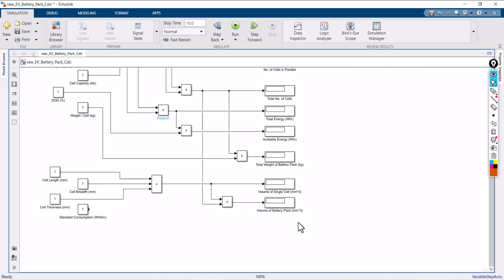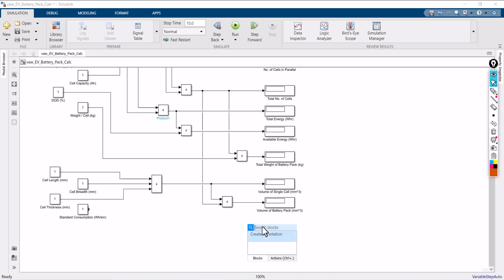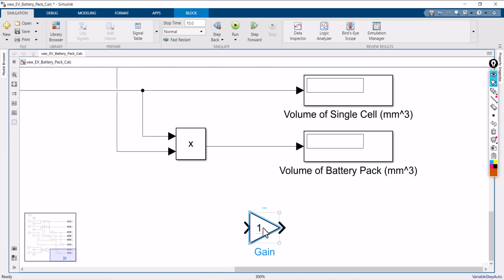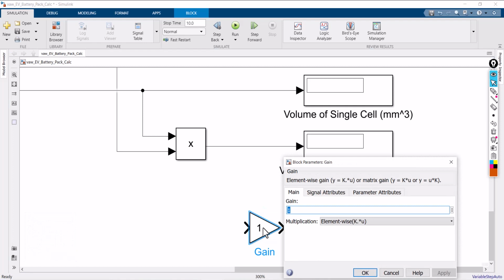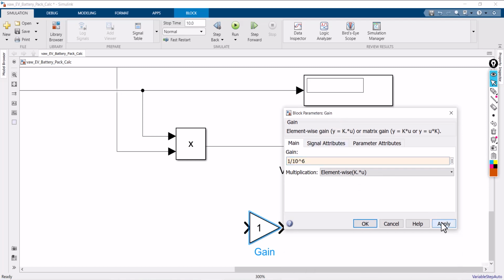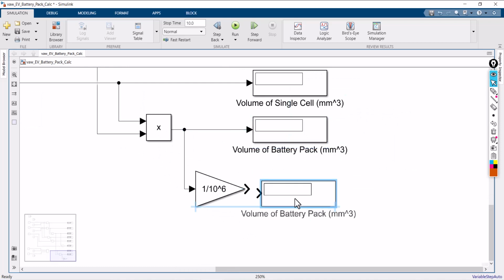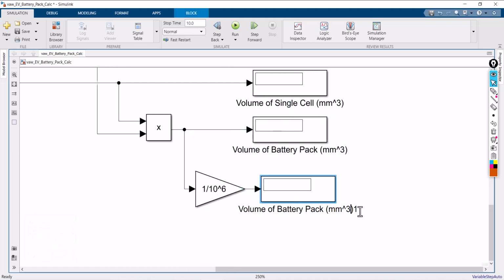There is a formula to convert cubic millimeter into liter; you can Google it. Let me take a gain block again. If you put a gain value of 1 divided by 10 to the power 6, it will convert cubic millimeter into liter. This is the volume of the battery pack in liter.